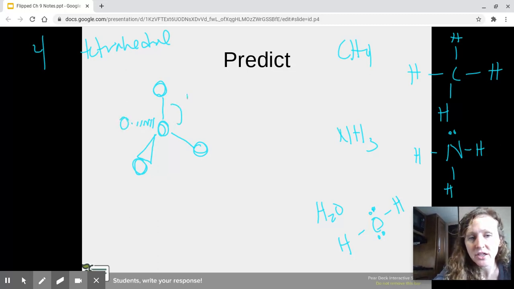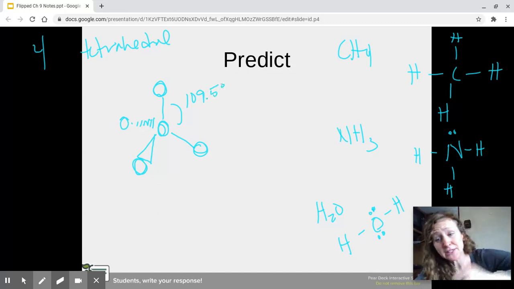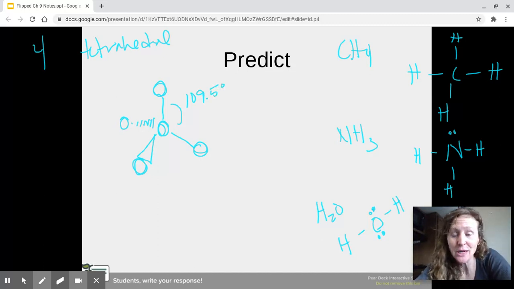And this angle is actually going to be 109.5 degrees. And yes, you do have to know that angle. It's one of the weirder ones, but don't worry, there's not too many of those that you actually have to remember. So tetrahedral is going to be 109.5.